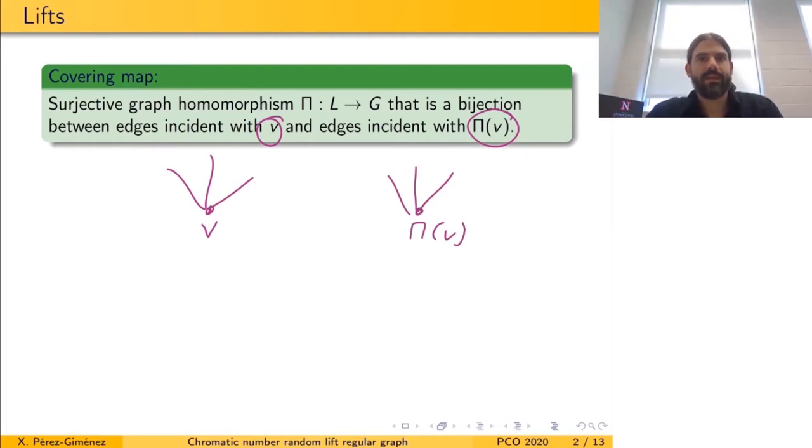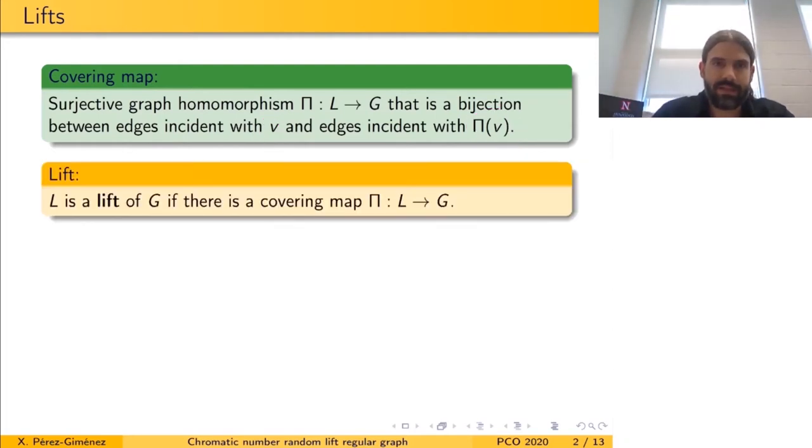So whenever we can find such a homomorphism, we say that L is a lift of G. So if I can find a covering map from L to G, I say that L is a lift of G. And then G is going to be called the base graph.